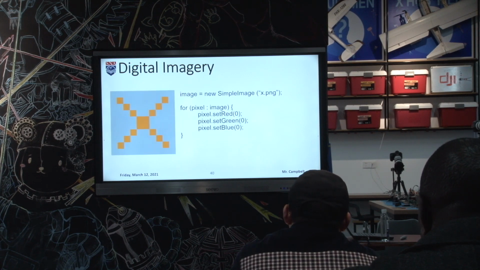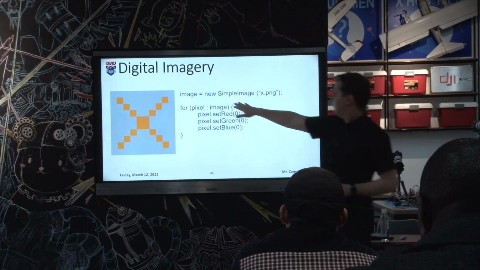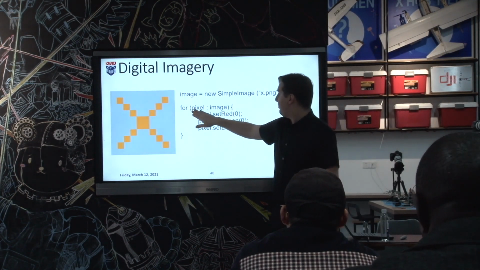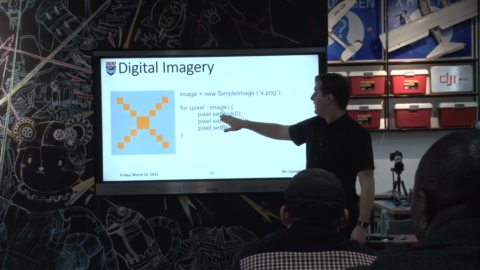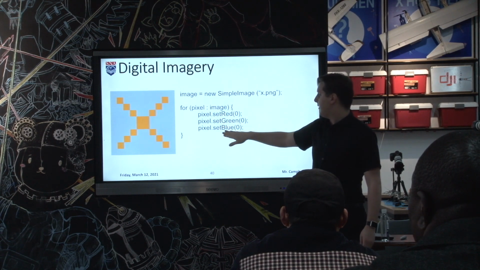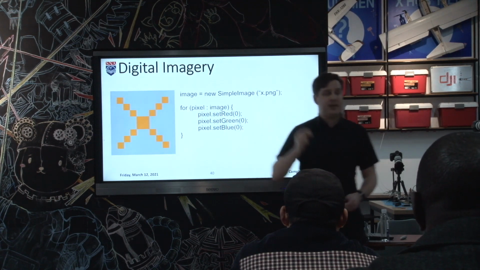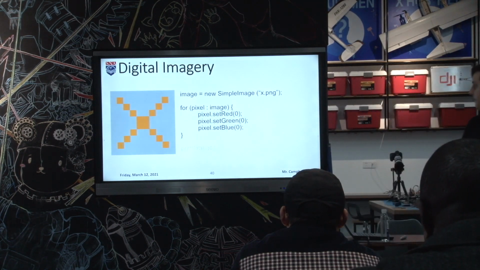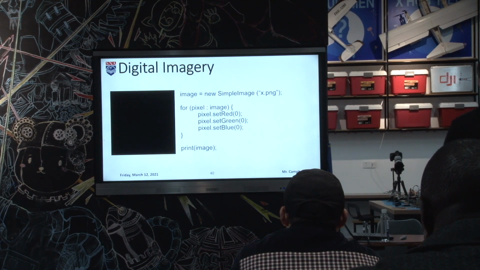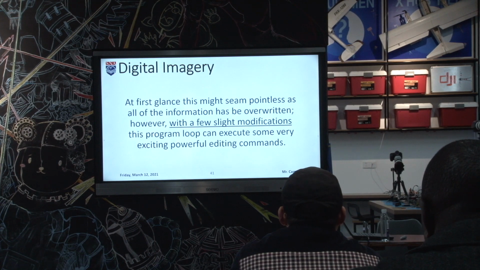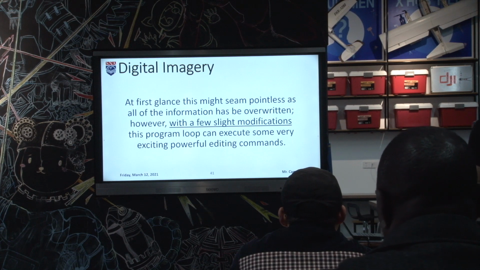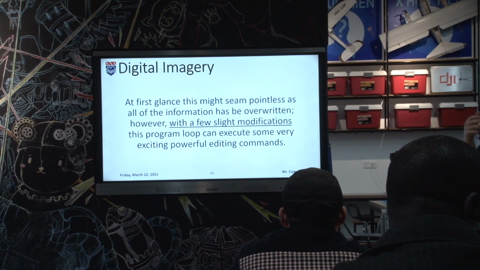Alright, so here we've done a slight modification. We've said load the image X, and for each pixel in the image, set the red to 0, set the green to 0, and set the blue to 0. So it's basically going to say for every single pixel. Now when we hit print, it turns the entire image black instantaneously. Alright, so at first glance, you might say, well, why would I want to do that? This is pretty pointless. Why would I want to overwrite my beautiful X image with nothing but black?